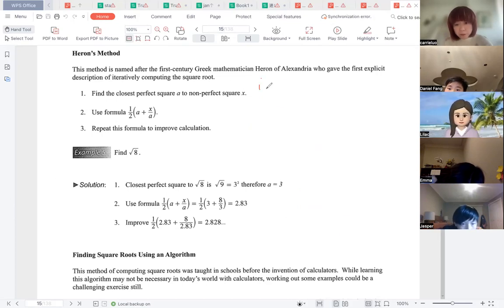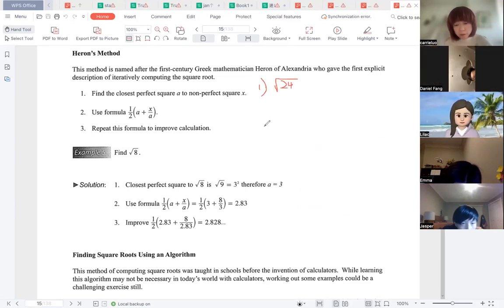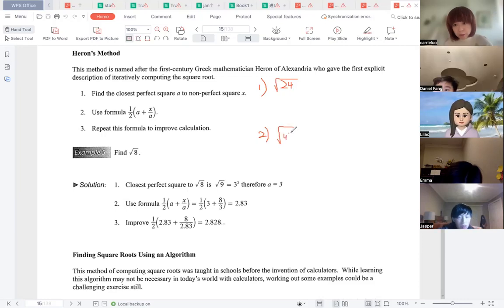Okay, first one, 24 squared. The second one, 47 squared, okay? First of all, try to find out the a first.